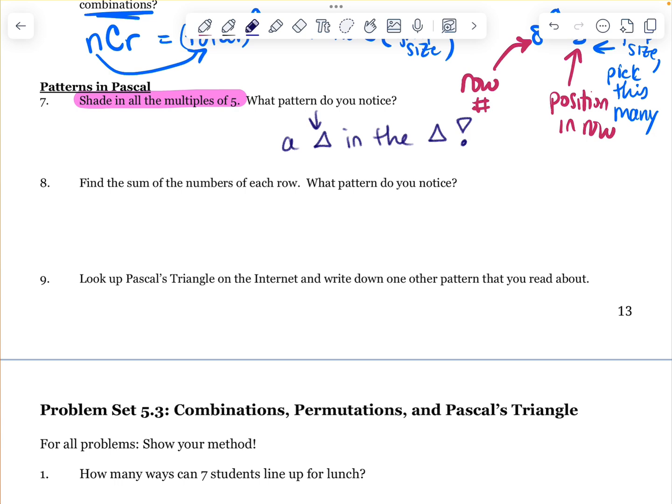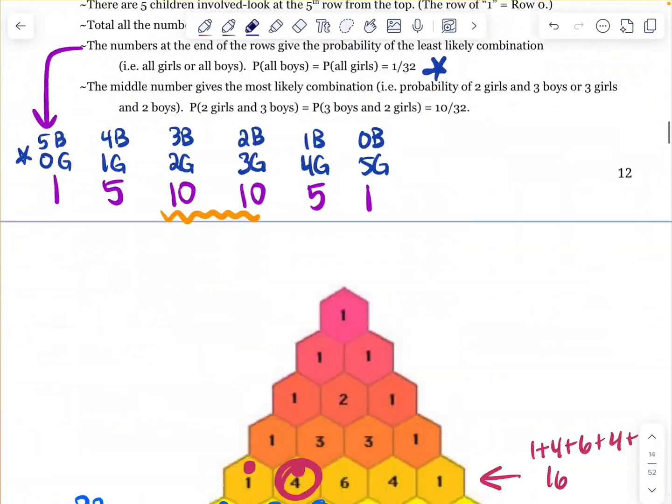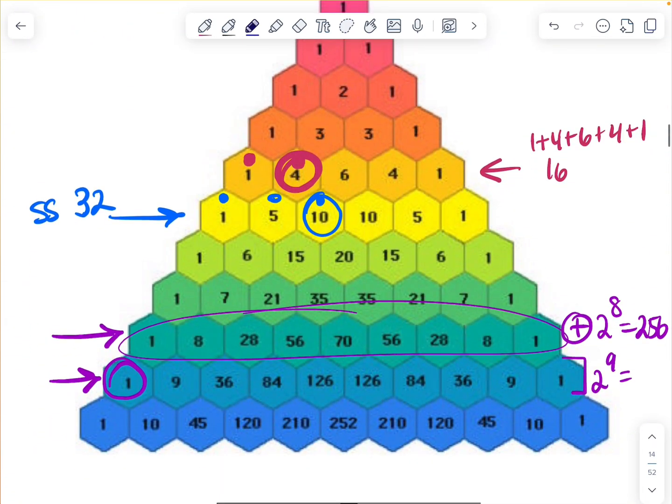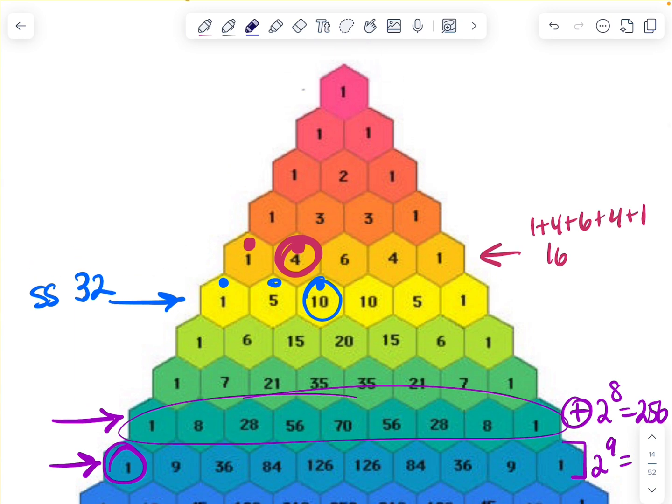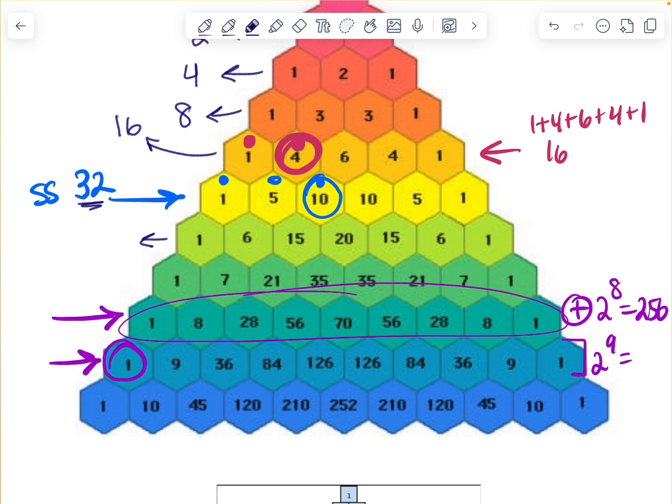Whoa! Find the sum of the numbers of each row. What pattern do you notice? All right, let's see. I'm going to do it on this one because there's just a little bit less written here. All right, this is 1. The sum of the second row is 2. Third row, 4. Fourth row is 8. This one we said is 16. This row is 32. This row, 64.